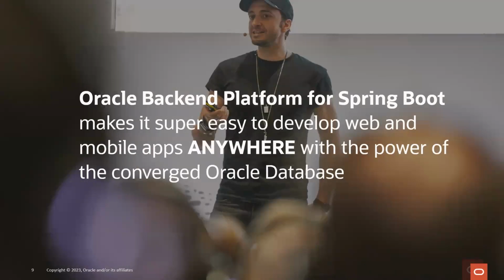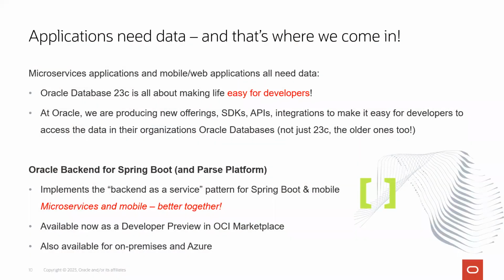So the platform we launched is called Oracle Backend Platform for Spring Boot. What it does is make it really easy to develop web and mobile apps anywhere with the power of the Oracle converged database. An application needs data, and obviously Oracle comes in there. So the Oracle 23c, which is out there as a beta version, and also there's a free edition, which you can try out. It's all about making life easy for developers.